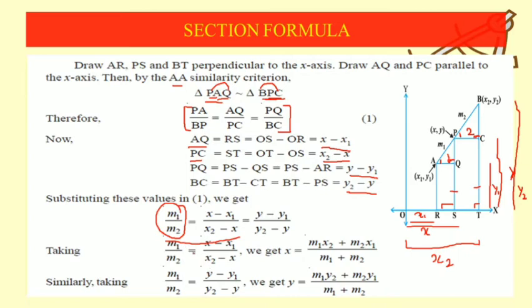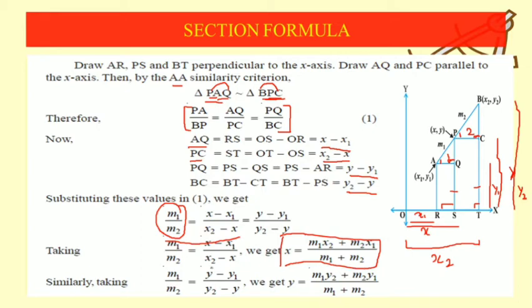After doing the cross multiplication, we will take the term containing x on one side and all the remaining terms on the other side. Then we will take the common things out, and finally, after doing all the calculation, the value for x coordinate will come: m1 x2 plus m2 x1 upon m1 plus m2. As we have discussed earlier, if we are taking this side part of the ratio, we will take the other side of x coordinate. So m1 x2 plus m2 x1 upon the sum of the ratio, that is m1 plus m2.